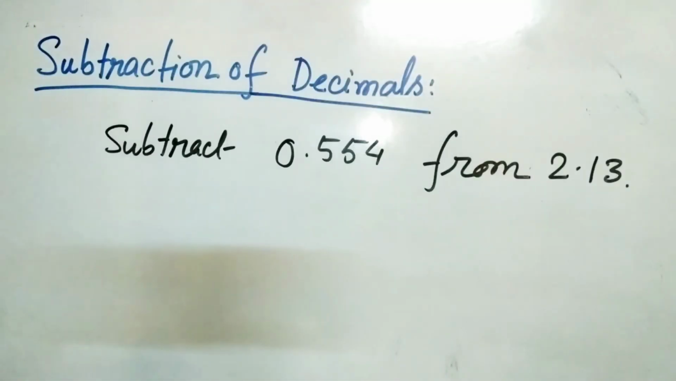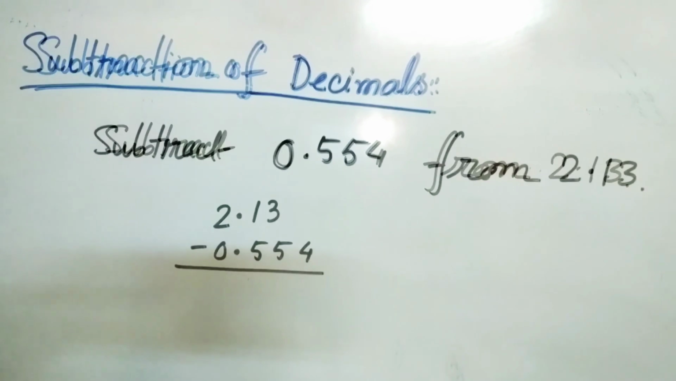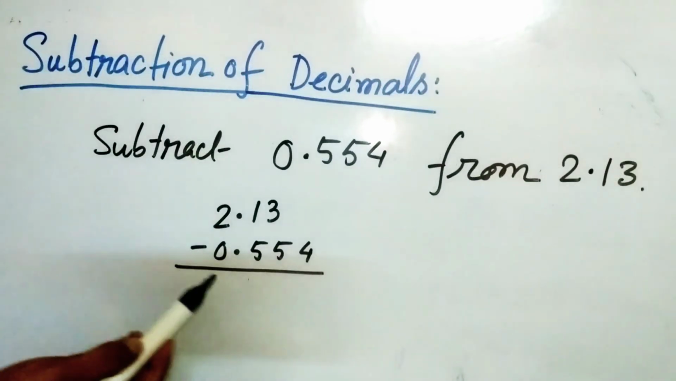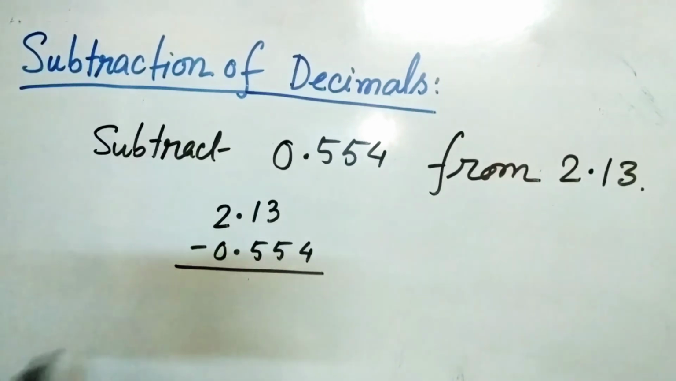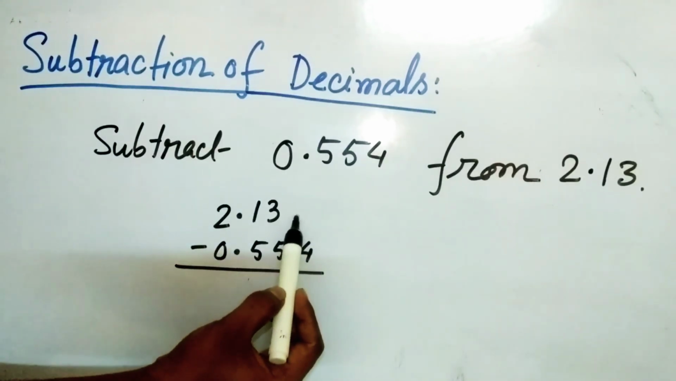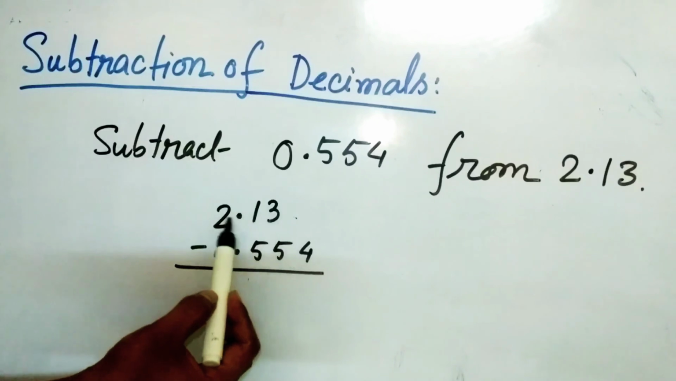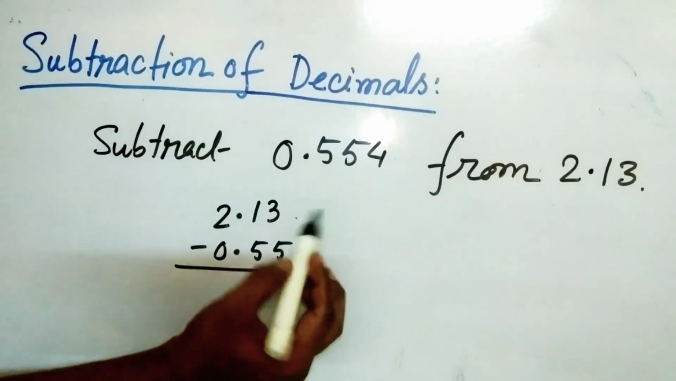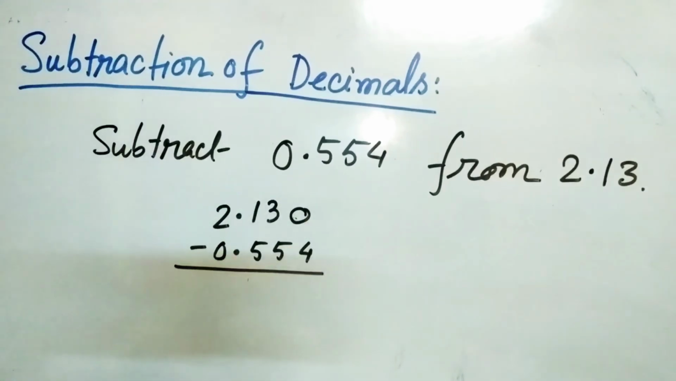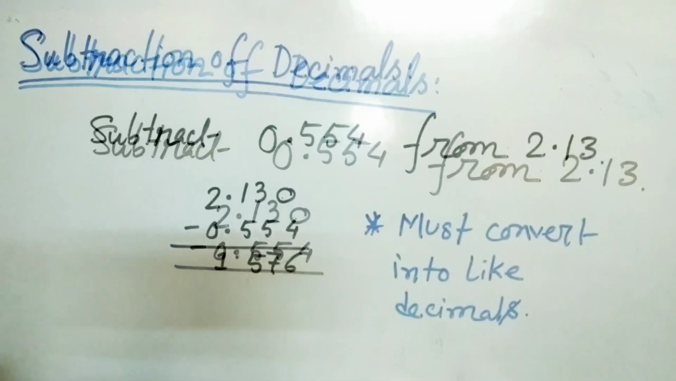Let's go for subtraction of decimal. Subtract 0.554 from 2.13. Obviously, we have to write this 0.554 just below this 2.13, and see this place is vacant. So we have to convert this 2.13 into a like decimal of 0.554, and for that we have to place 1 zero over here. So here is the result.